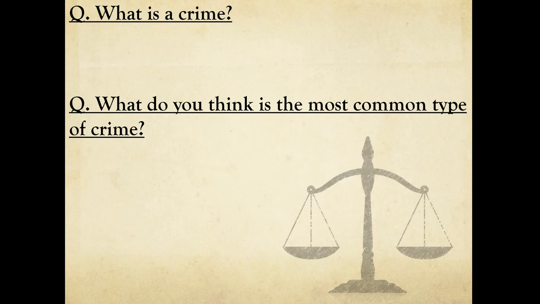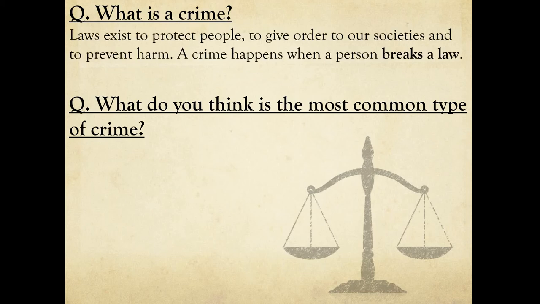So, what is a crime? Have a little think about that for a second, and what do you think is the most common type of crime? So, laws exist to protect people, to give order to our societies and prevent harm. A crime happens when a person breaks a law.